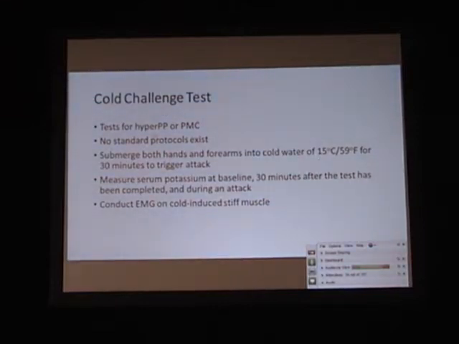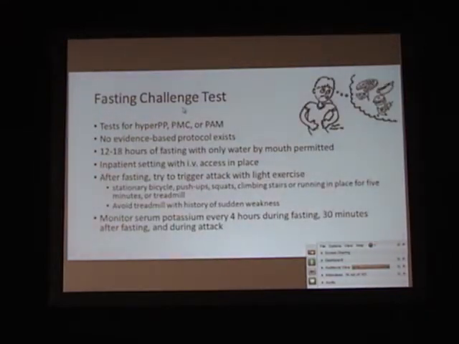You can do a cold challenge test, usually for hyperkalemic periodic paralysis and paramyotonia congenita, where you'd submerge forearms into cold water and do an EMG on the cold stiff muscle, or measure potassium during an attack. You can do a fasting challenge. This guy is hungry and he wants pizza and carbohydrate and salty things. This tests for hyperkalemic periodic paralysis, paramyotonia congenita and potassium-aggravated myotonia, all things that get worse with potassium administration but get better with carbohydrate. Again, there are no evidence-based protocols, but basically you fast and then induce an attack with light exercise.